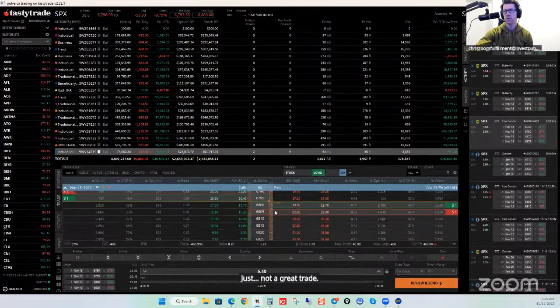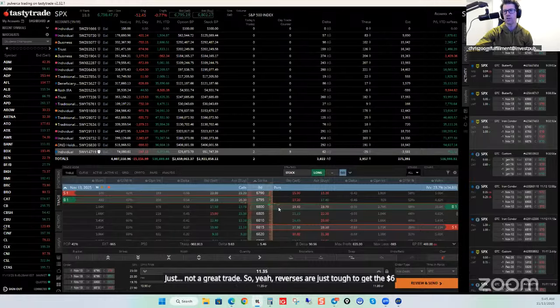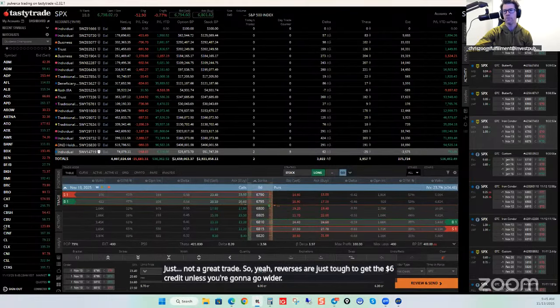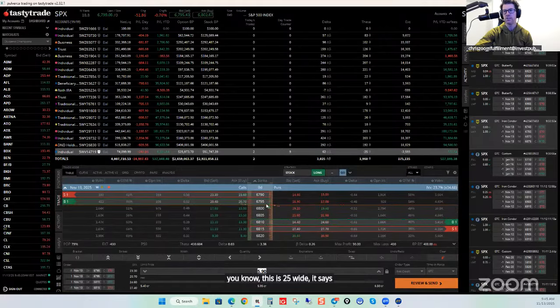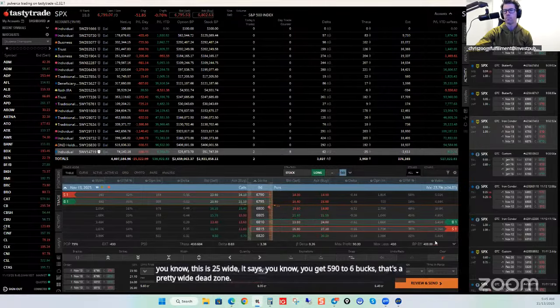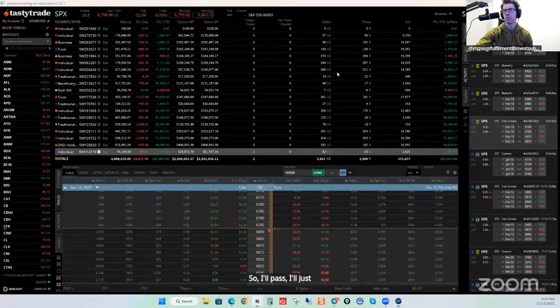So, yeah, reverses are just tough to get the $6 credit unless you're going to go wider. This is 25 wide. It says, you get 590 to $6. That's a pretty wide dead zone. So I'll pass. I'll just see if we get fill in daily profit play.